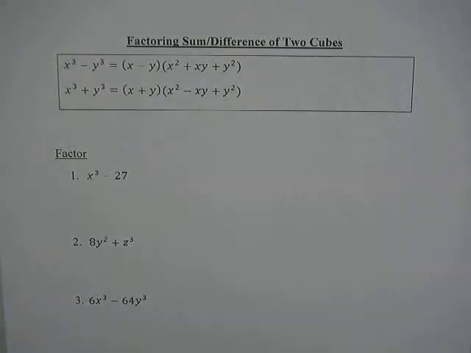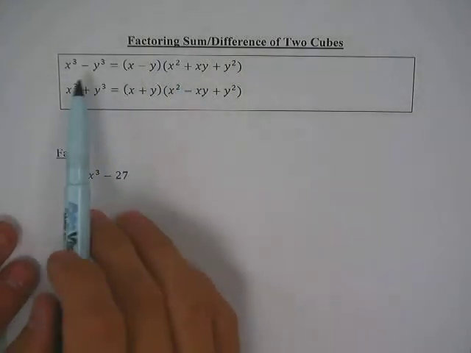Let's talk about factoring the sum and difference of two cubes. Now we've talked about already the factoring of the difference of two squares, but another pattern that occurs occasionally is this thing called the sum or difference of two cubes. And the pattern is this. I have it right here for you.